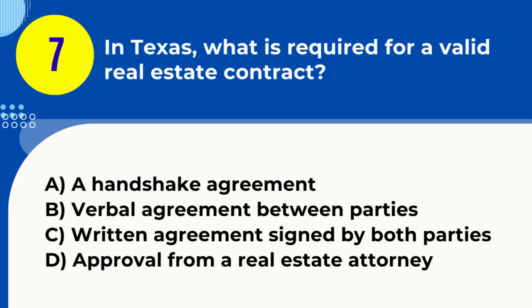A. A handshake agreement. B. Verbal agreement between parties. C. Written agreement signed by both parties. D. Approval from a real estate attorney. Answer: C. Written agreement signed by both parties. Explanation: for a real estate contract to be valid in Texas, it must be in writing and signed by both parties involved in the transaction.